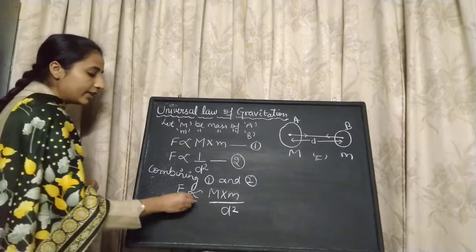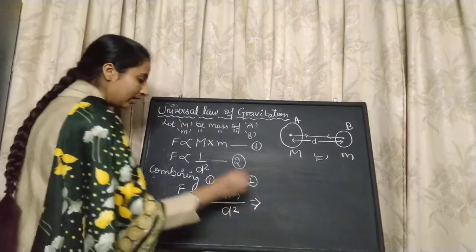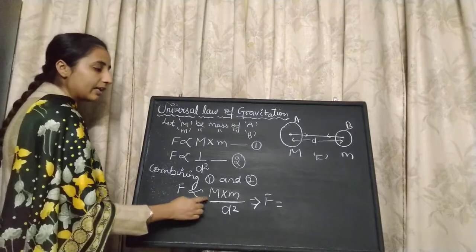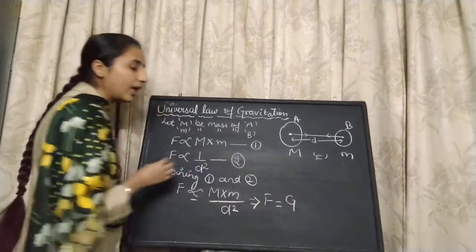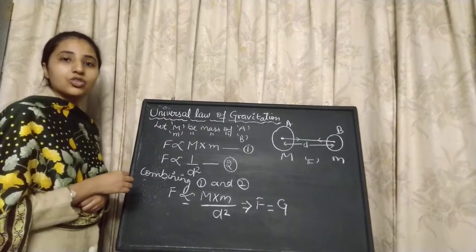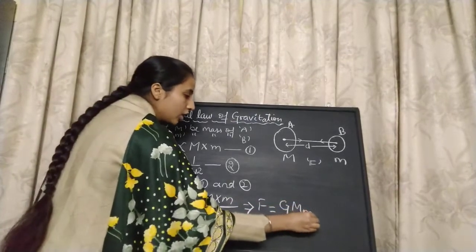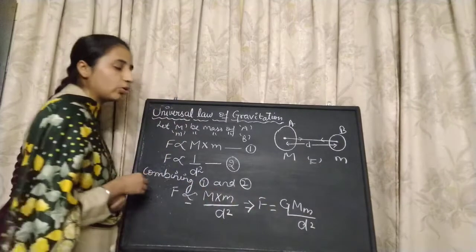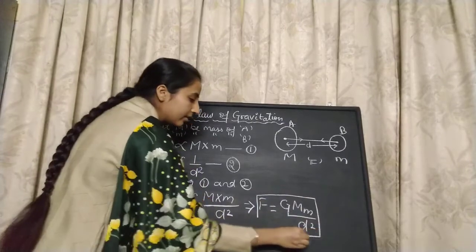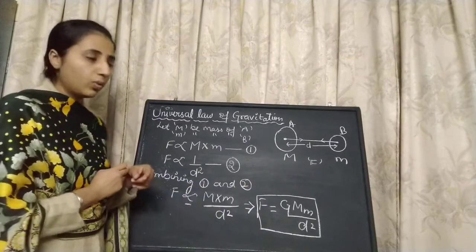Now, to remove this proportionality sign, we have to apply a constant. Here, we have applied capital G, which is also known as the universal gravitational constant, with the whole equation. So, the force becomes F is equal to GMm upon d square, which is the final result. So this is the measure of the force with which we are attracted towards the earth.